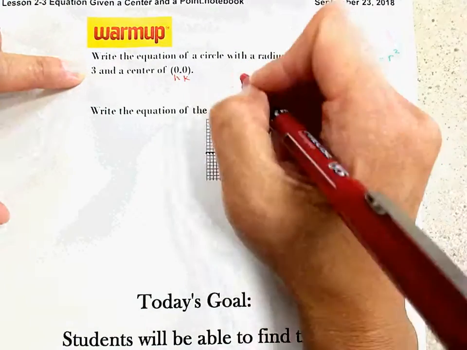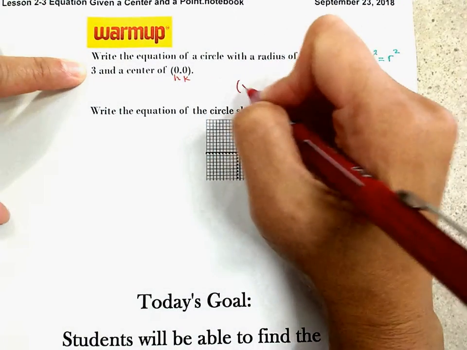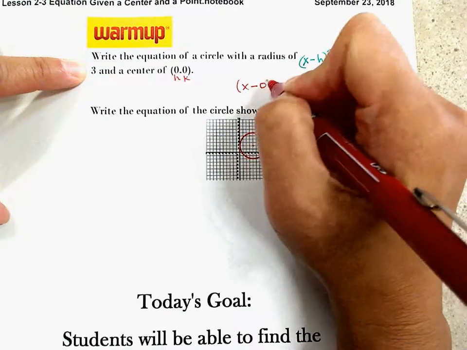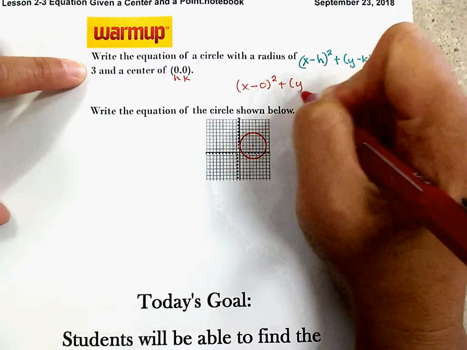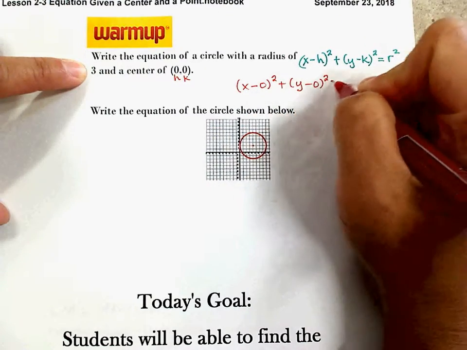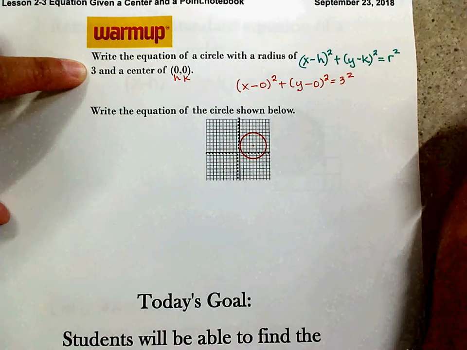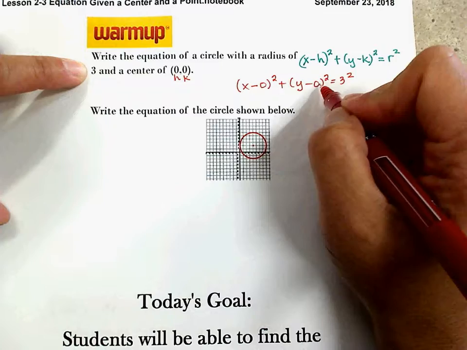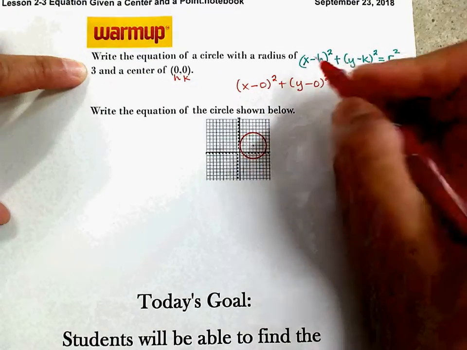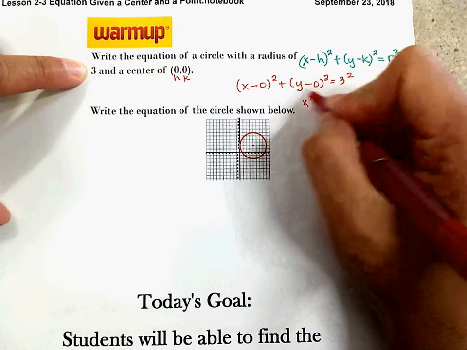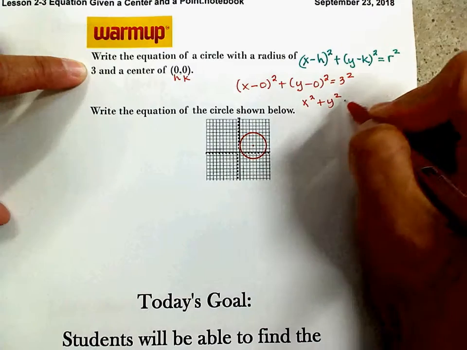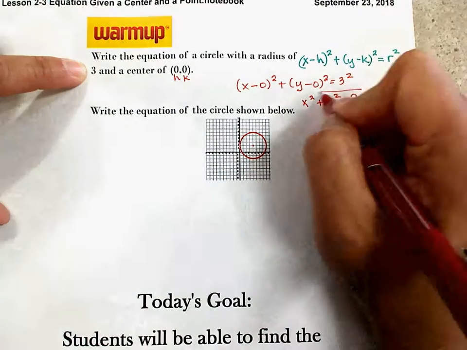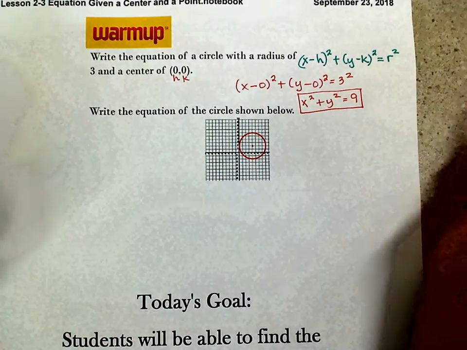So here's your solution. X minus 0 squared plus y minus 0 squared is equal to 3 squared. Okay? So let's go ahead and simplify. You do not need to write those zeros because x minus 0 is just x squared. Y minus 0 is y squared, and 3 squared is 9. And there you have an equation of a circle.